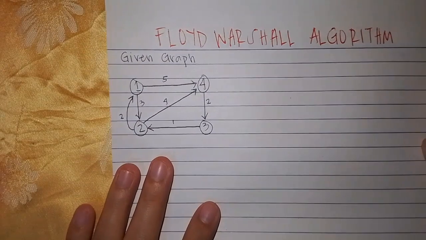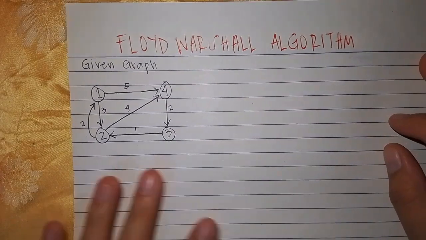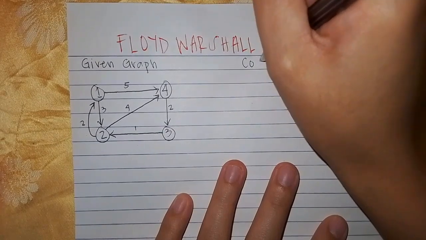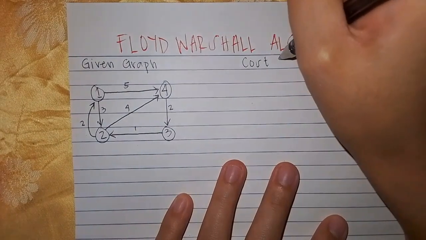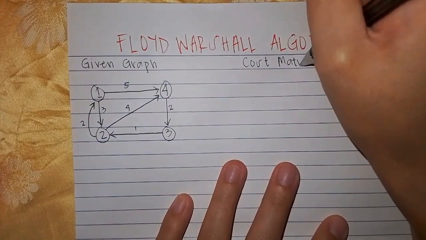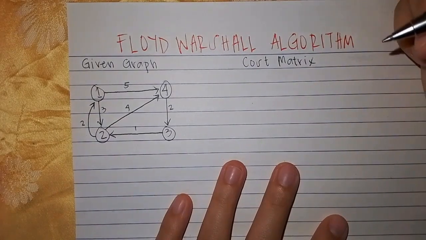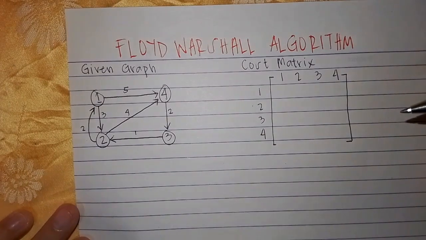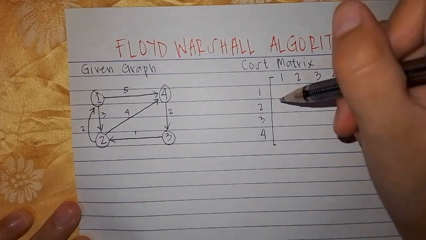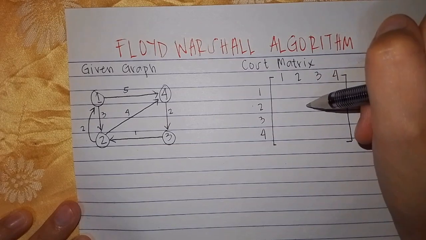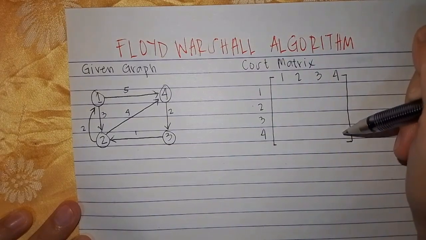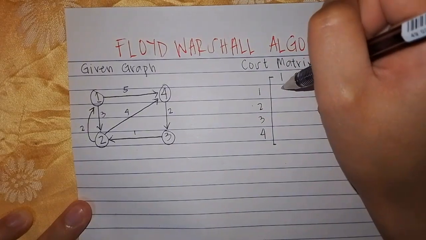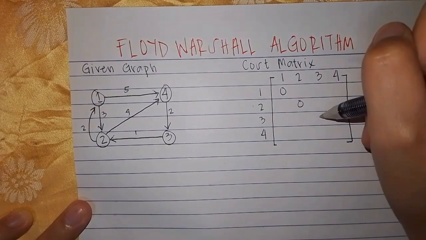So this is the given graph. For this graph, we need to find the shortest path between every pair of vertices. But first, we need to find the cost matrix. And to remember, we are not going to find the shortest path from a vertex to itself. So this is 1 to 1, 2 to 2, 3 to 3, and 4 to 4, or what is called the diagonal line, so the values will always be 0.